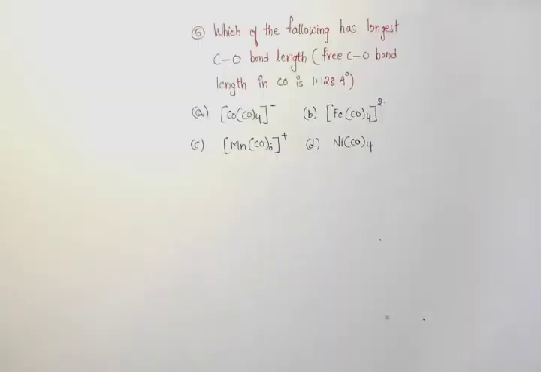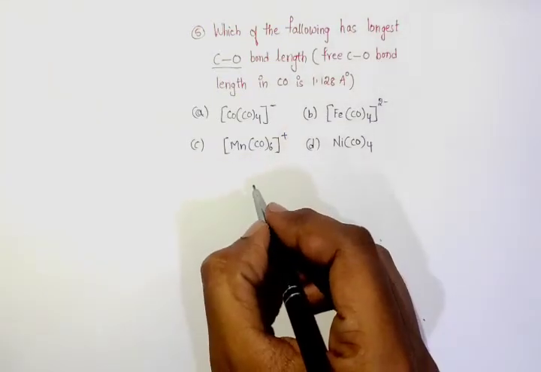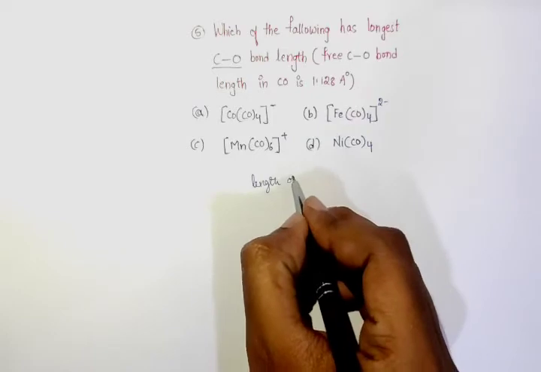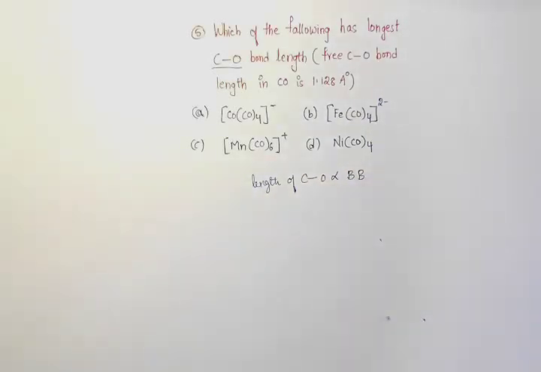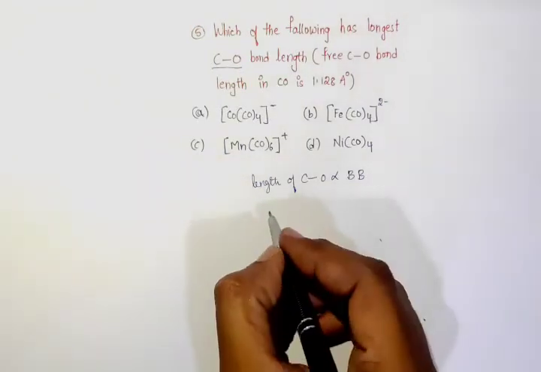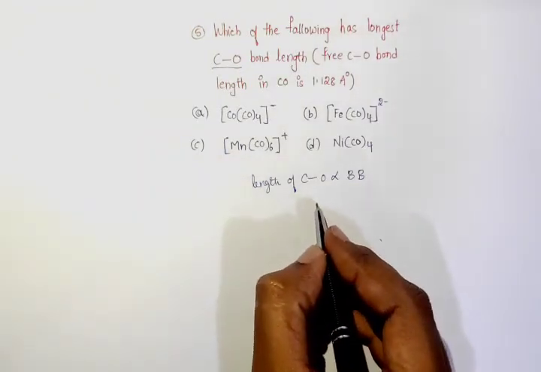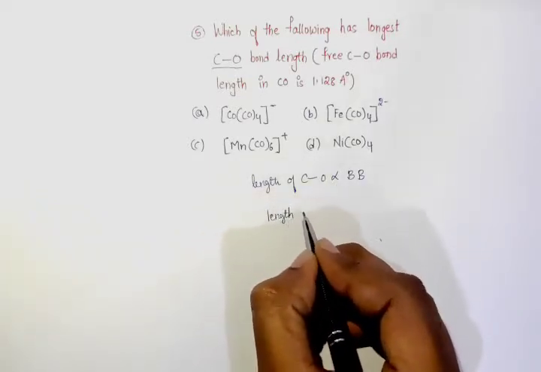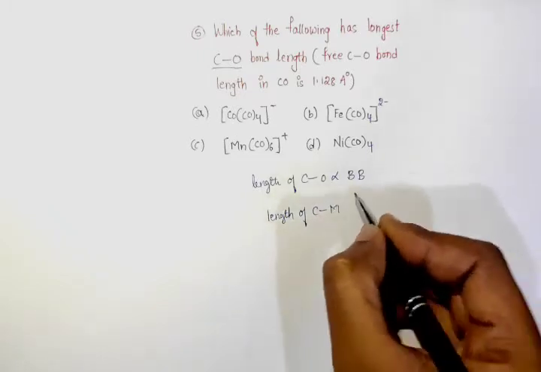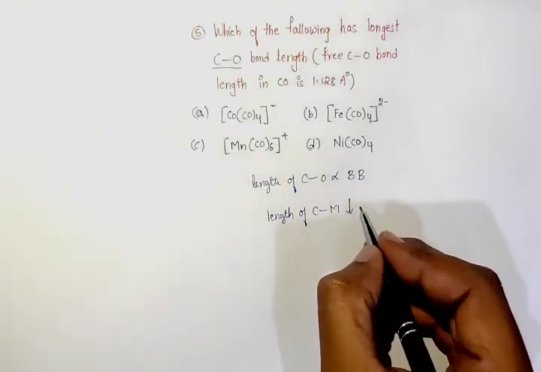Let's move on to the next problem. Which of the following has the longest CO bond length? They are asking about the longest CO bond length. The length of the C-O bond is directly proportional to back bonding. For example, if back bonding increases, the length of the carbon to oxygen bond increases, and the length of the carbon to metal bond decreases due to the formation of a double bond.